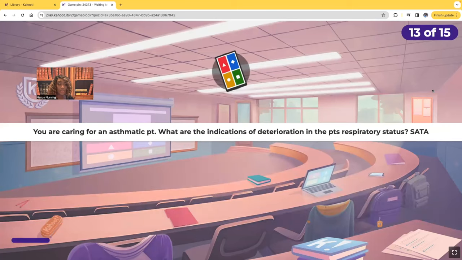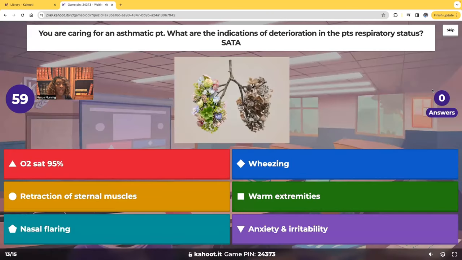Select all that apply. All right, you're caring for an asthmatic patient. What are the indications of deterioration in the patient's respiratory status? What are signs or symptoms to let you know that they're deteriorating? The O2 sat being 95%, them wheezing, them having retractions of the sternal muscles, them having warm extremities, them displaying nasal flaring, or them having anxiety and irritability. Select all that apply.